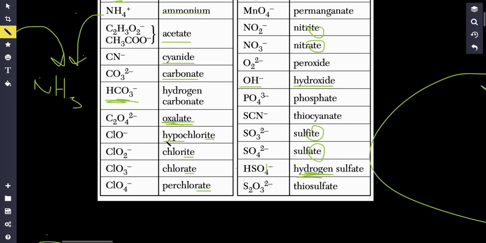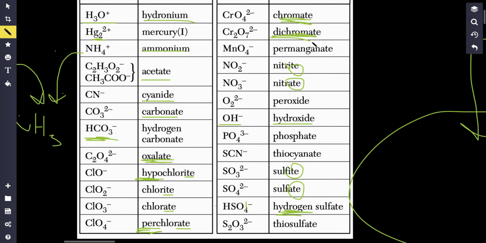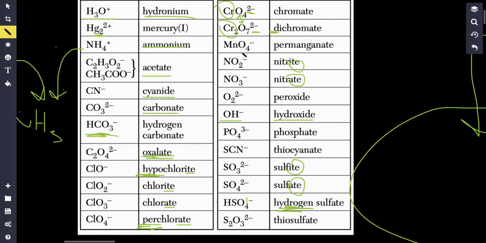Now, hypo, that's the least. Hypochlorite, then chlorite, then chlorate, and then perchlorate is the most. Chromate, dichromate, you're going to remember the fact that chromate only has one chromium, and then dichromate, because this is di, is going to have two. And the charges are always going to be 2-. Just remember that the oxygens change. Dichromate has more oxygens than chromate. Then you got permanganate. This one's just a little anomaly. Just got to memorize this.